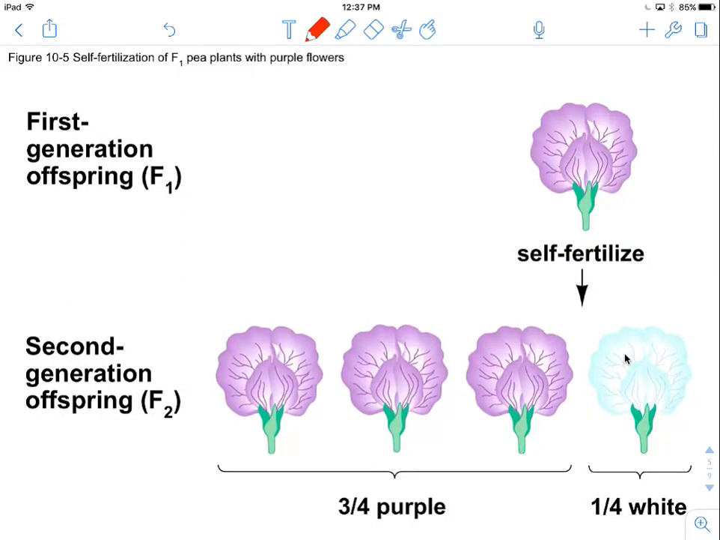So, and then this is just kind of looking at the picture again. So we have our F1 plant. We allow it to self-fertilize. And in the second generation or the F2 generation, 3/4 of the offspring were purple and 1/4 of the offspring was white.